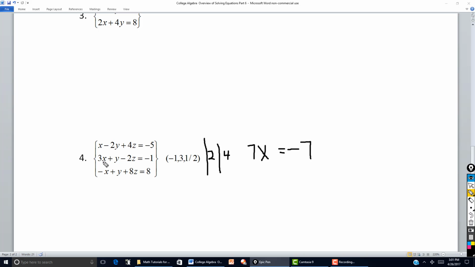3x is 12x, and minus x is 11x. Okay, and then 4 times y is 4y, and y is 5y. And then 4 times negative 1 is negative 4, and 8 is equal to 4.